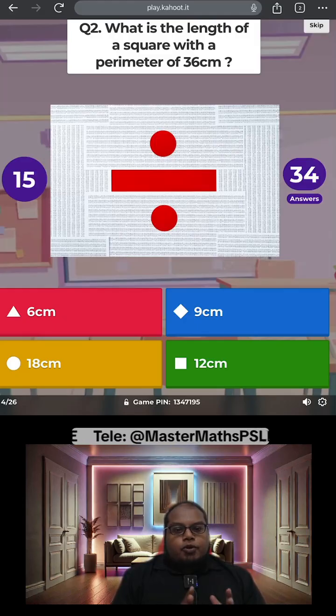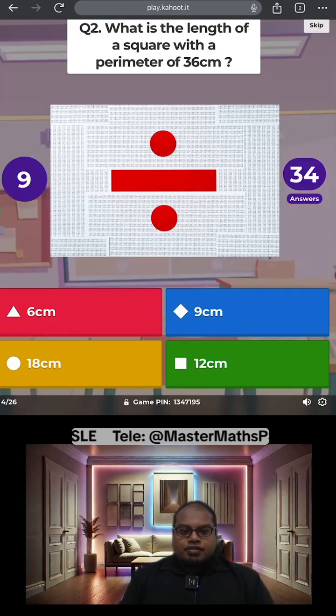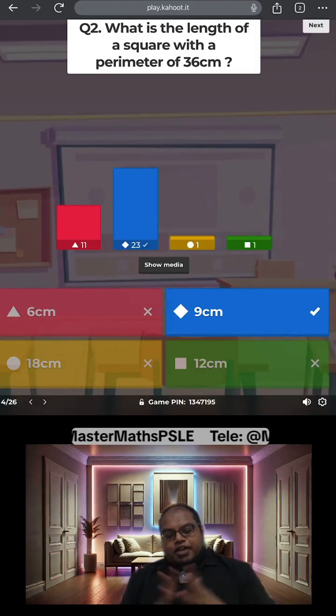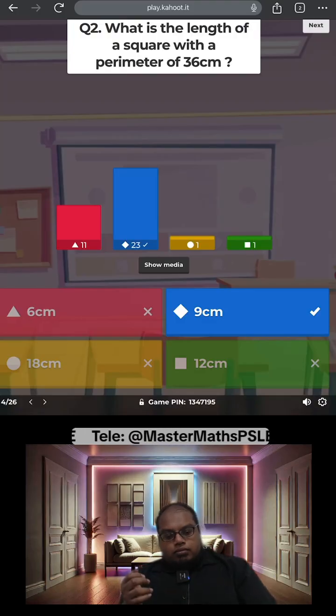Okay, 3, 2, 1. Very good. Okay, 23 of you got it correct. So, coincidentally, the answer is the same as the previous answer.